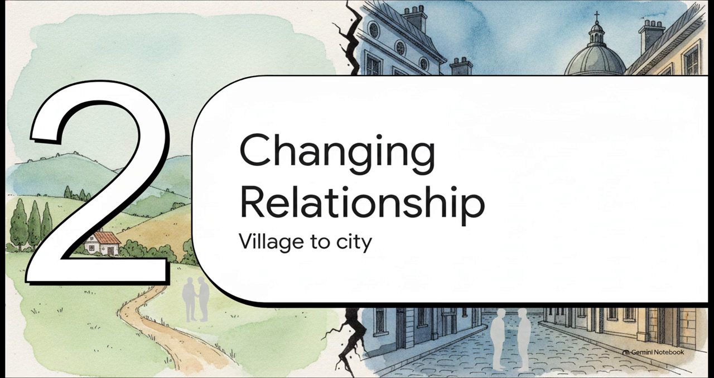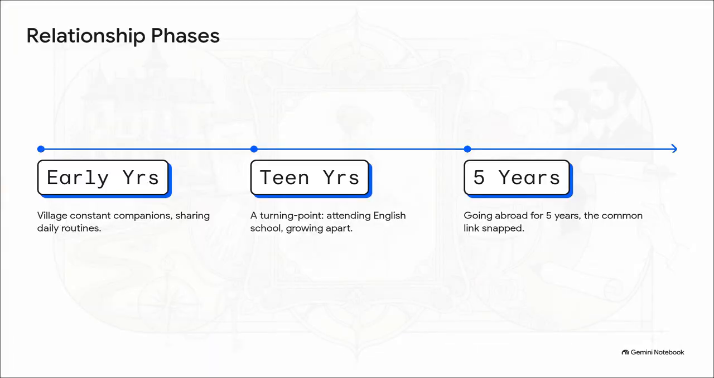Moving to Section 2, a changing relationship. From village companions to city strangers. You can really see the relationship break down into 3 distinct phases, showing this gradual physical and emotional drift as the author grew older. In the first phase, early childhood in the village, they were constant companions. She woke him, dressed him, walked him to school.